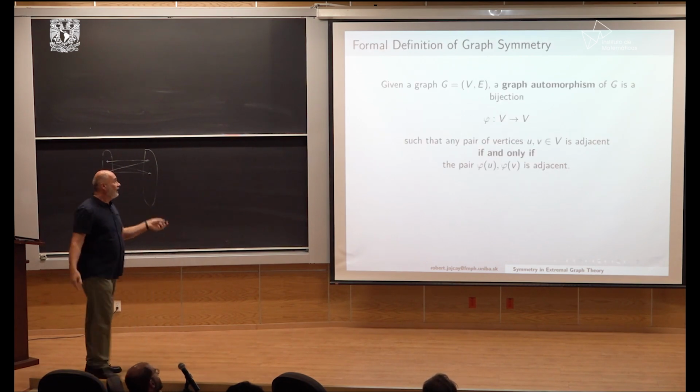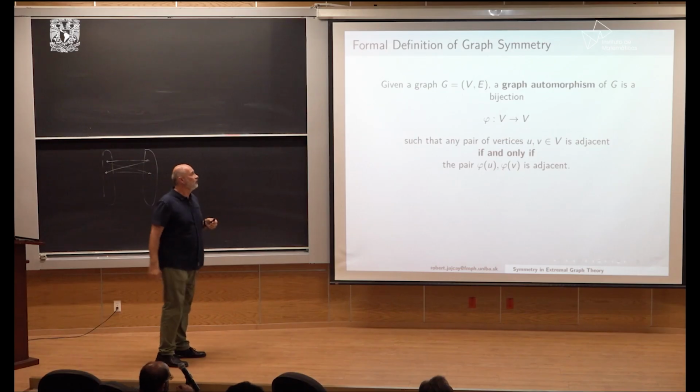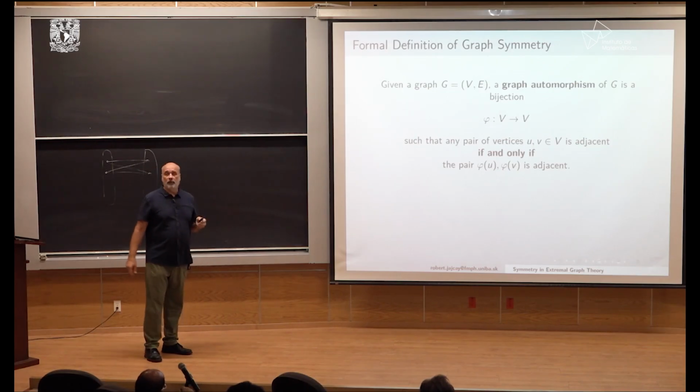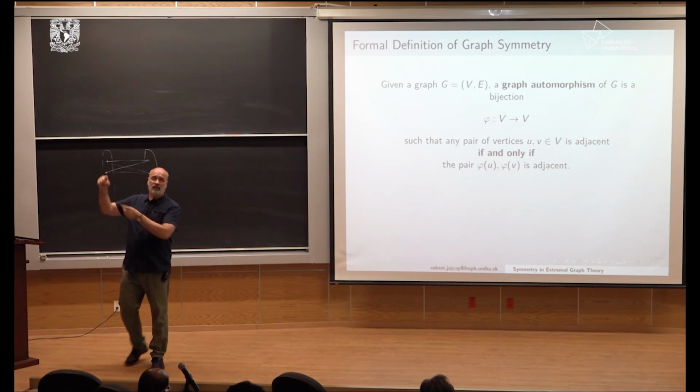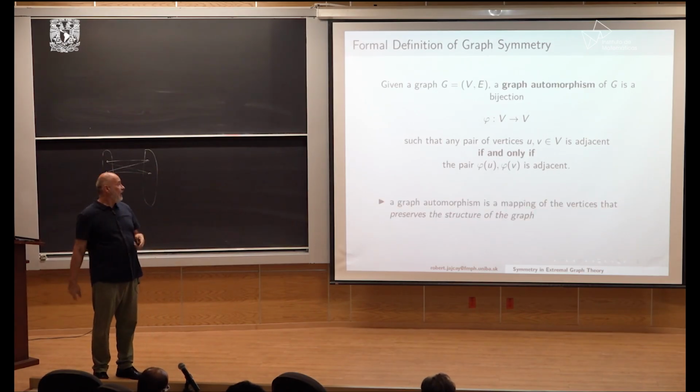So just for the record, what is a graph automorphism? I assume everybody knows. It's a bijection of the vertices that maps adjacent vertices to adjacent vertices, so that it preserves the structure.